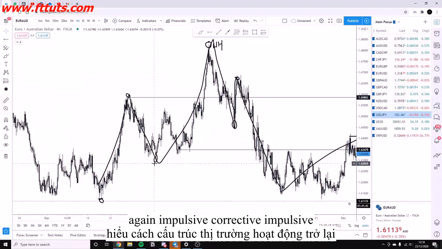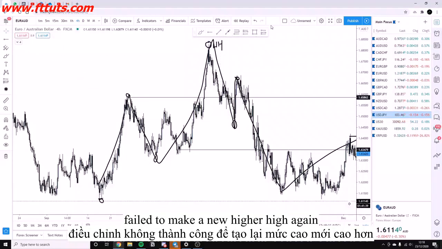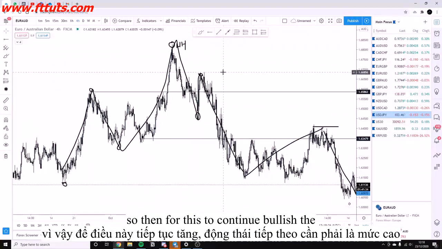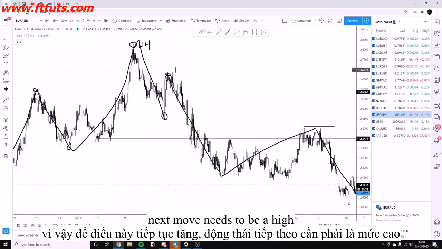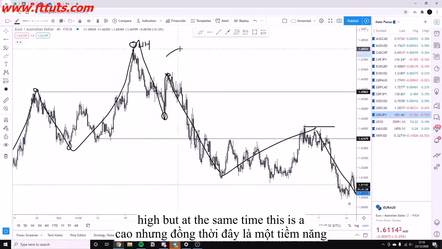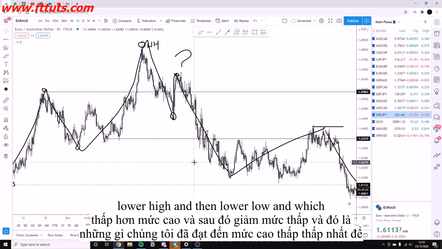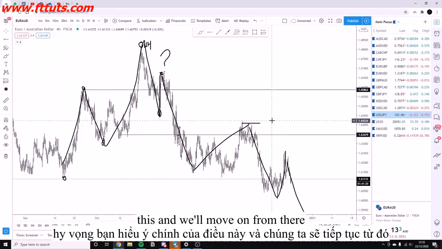Again, impulsive, corrective, failed to make a new higher high. Again, like I say, it has to go higher high, higher low, higher high. So for this to continue bullish, the next move needs to be a higher high. But at the same time, this is a potential lower high and then lower low, which is what we got, lower high, lower low. So hopefully you understand the gist of this, and we'll move on from there.